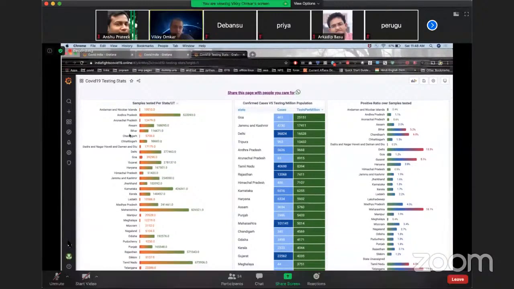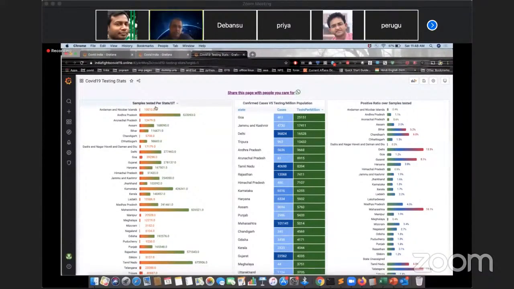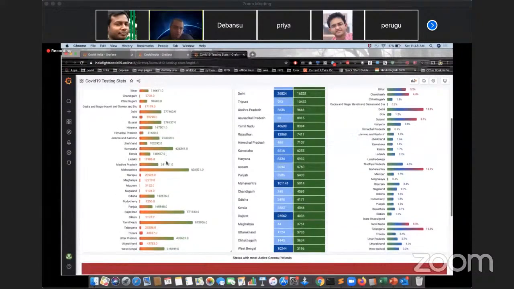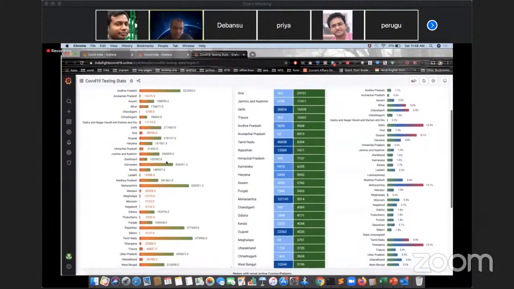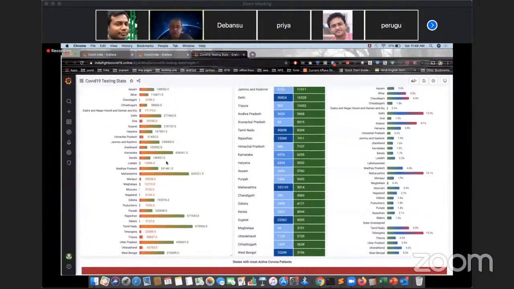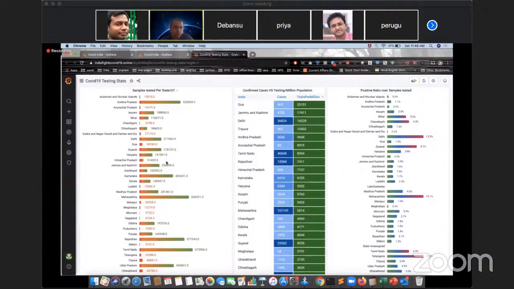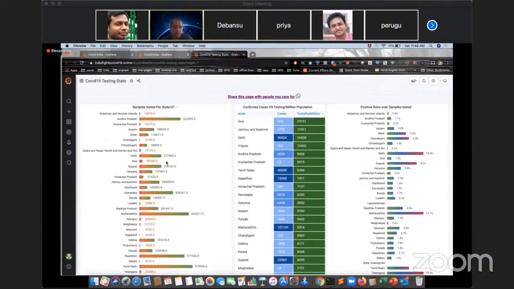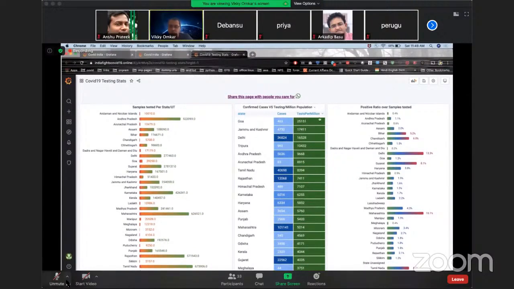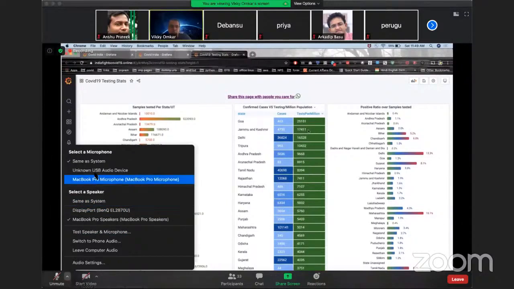If you see the first table, it is saying samples tested per state or unit. So here you can see which state has done how many tests. Tamil Nadu, Maharashtra and some other states have done a lot, because so many cases are coming up. And then here is one more critical piece of information: for the number of cases, how many tests are done per million population.